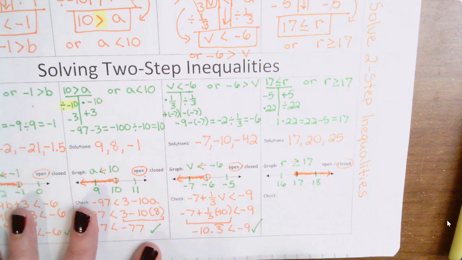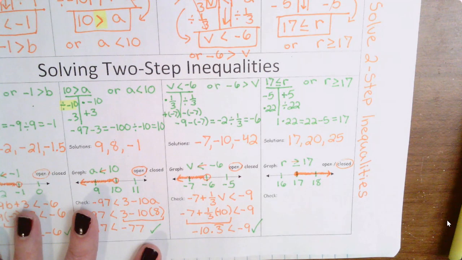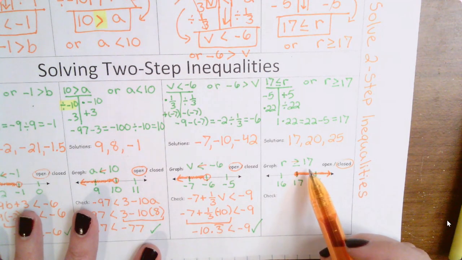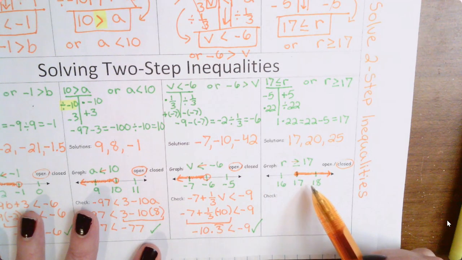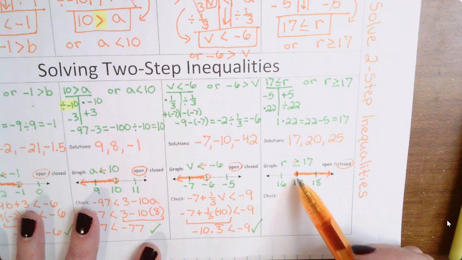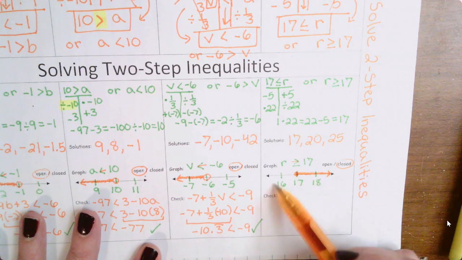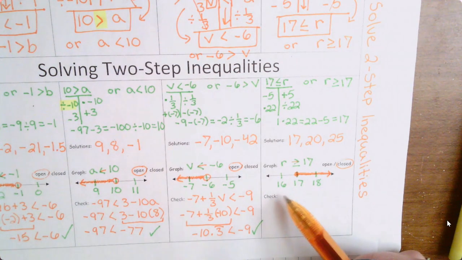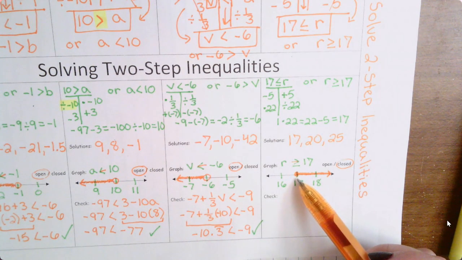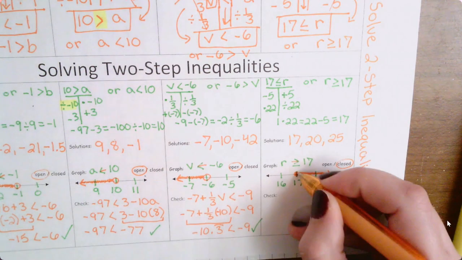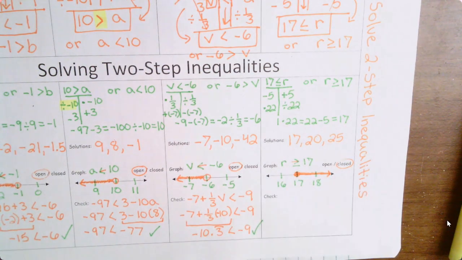Now, when I check this, I do not want to use 17 because even if I've shaded this in the wrong direction, since my circle is shaded in, my check would check even if I shaded in my arrow the wrong direction, because 17 would be a solution no matter which way my arrow was facing. So you just don't want to use 17 to check it, but you can use any other number that you come up with as a solution.